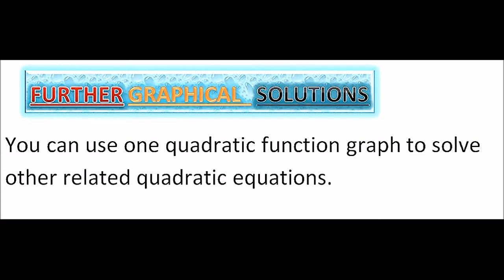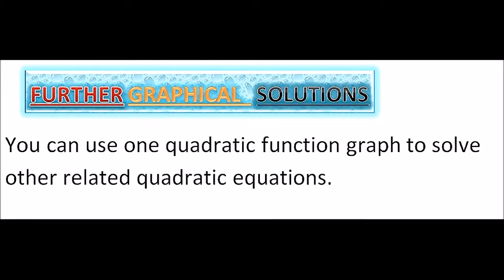Welcome to this lesson. This lesson is known as Further Graphical Solution. In this lesson, we are going to learn how to solve other equations using a quadratic function, one quadratic function. So you can use one quadratic function graph to solve other related quadratic equations. So we are going to do that by use of an example.